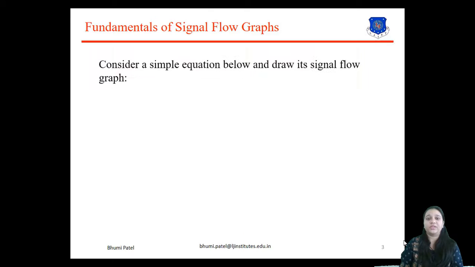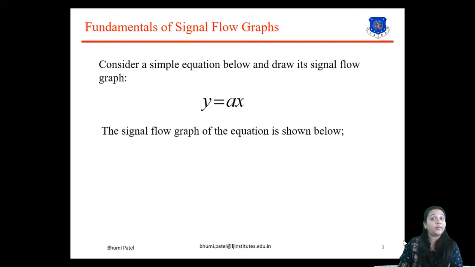First, consider a simple equation and draw its signal flow graph. You can see the equation y equals a times x, where x is our input, y is the output, and a is the gain between the two variables. Now the signal flow graph of this equation is shown below. x is our input, y is our output, and a is the gain of the system. So this is the simple signal flow graph of the equation y equals a times x.